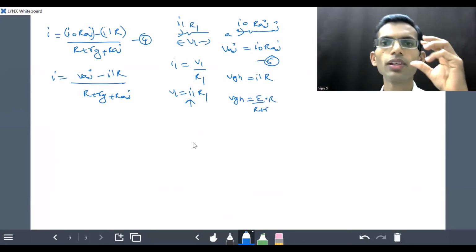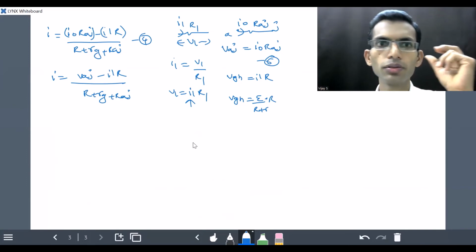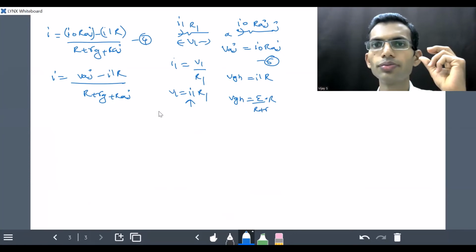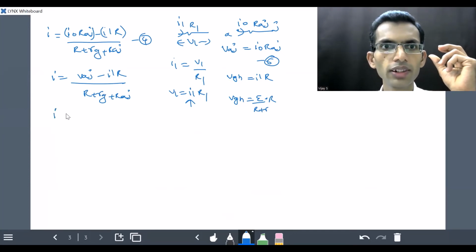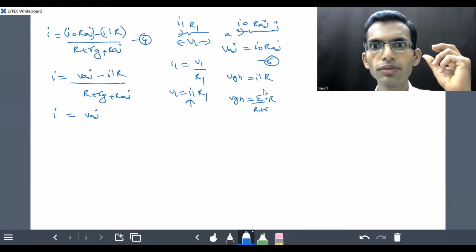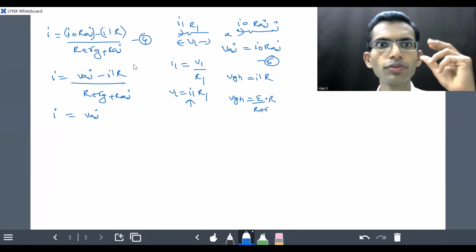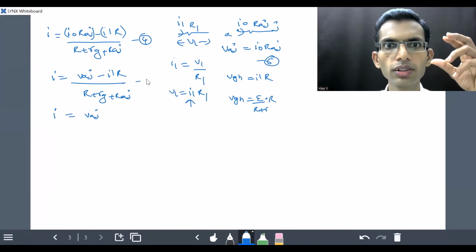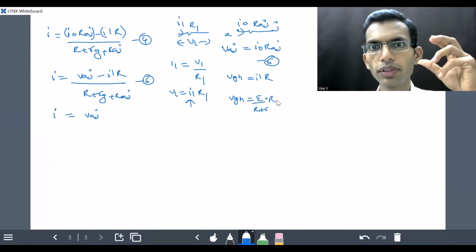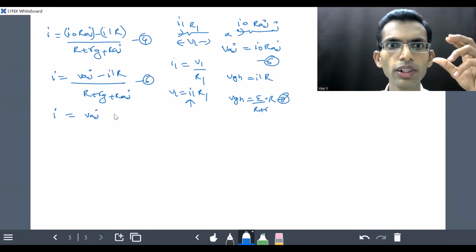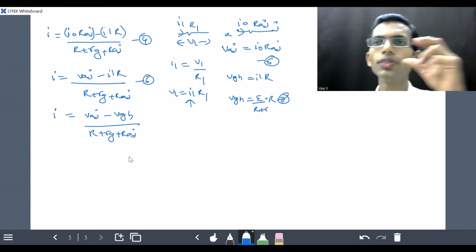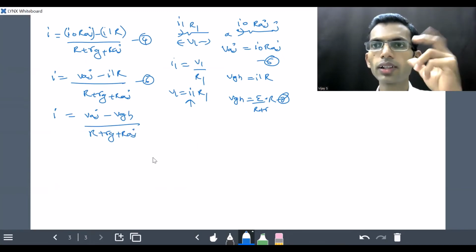In this, what is our objective? Our objective is to find VGH. So let me take this as equation 6, and this is 7. So VAJ minus VGH over R plus Rg plus Rn. Our objective is to find VGH, the potential difference across the cell.